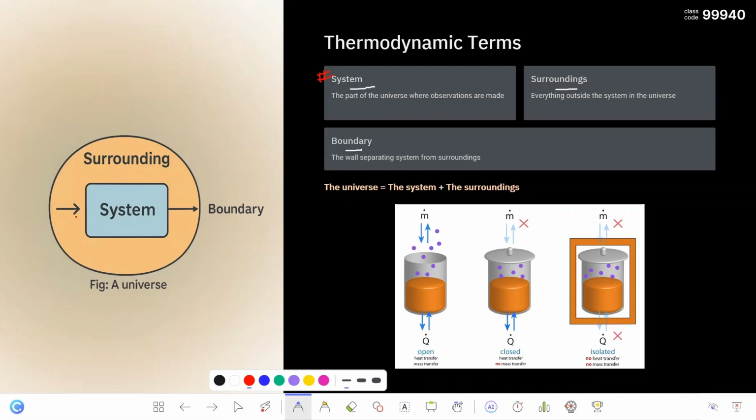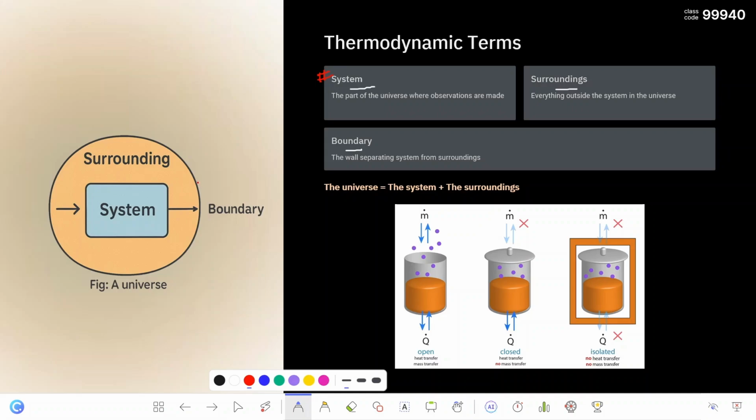First we need to know what a system is. A system is anything under observation. The definition is given here: the part of the universe where observations are made. So it can be a glass of water. It can be some particular gas. Anything. Whatever we are studying, that is called the system.